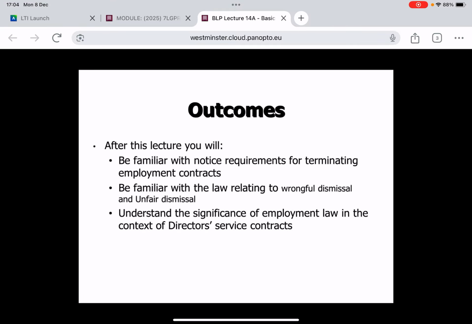So after this lecture, you'll be familiar with the notice requirements for terminating employment contracts, and you'll be familiar with the law relating to both wrongful dismissal and unfair dismissal. And you'll also understand the significance of employment law in the context of directors' service contracts, which of course is something of particular interest in BLP.